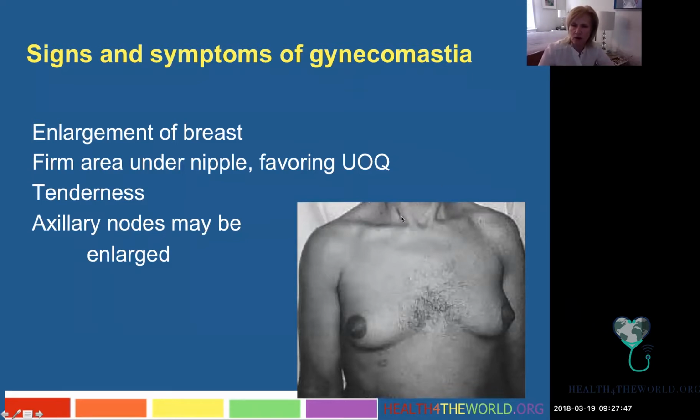has a little scar on his neck. He has a little scar on his upper abdomen. Makes me think perhaps he has had a TIPS procedure, has some liver problems. So that may be the cause of his gynecomastia, altered metabolism due to liver disease.